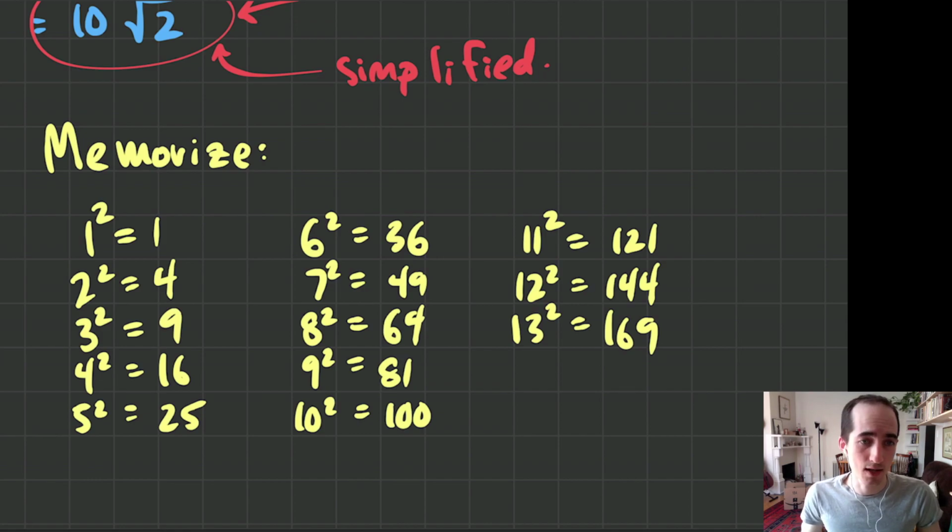So if I gave you the number 72, you'd be able to say, oh yeah, I know 36 is a factor of 72, so we can factor out a 36, that kind of thing.